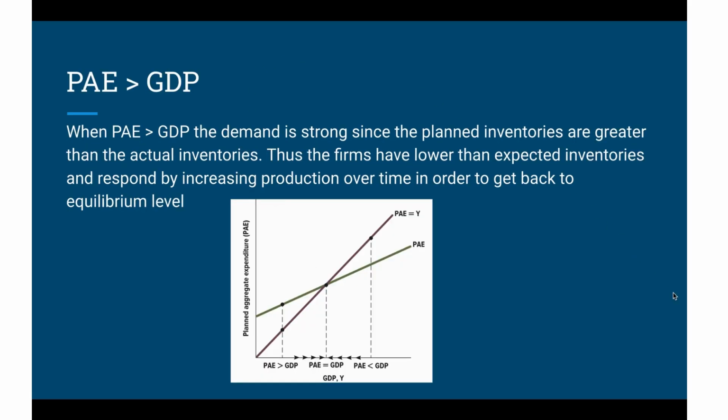When the PAE is greater than the GDP, the demand is strong since the planned inventories are greater than the actual inventories. Thus, the firms will have lower than expected inventories and respond by increasing production over time in order to get back to the equilibrium level.